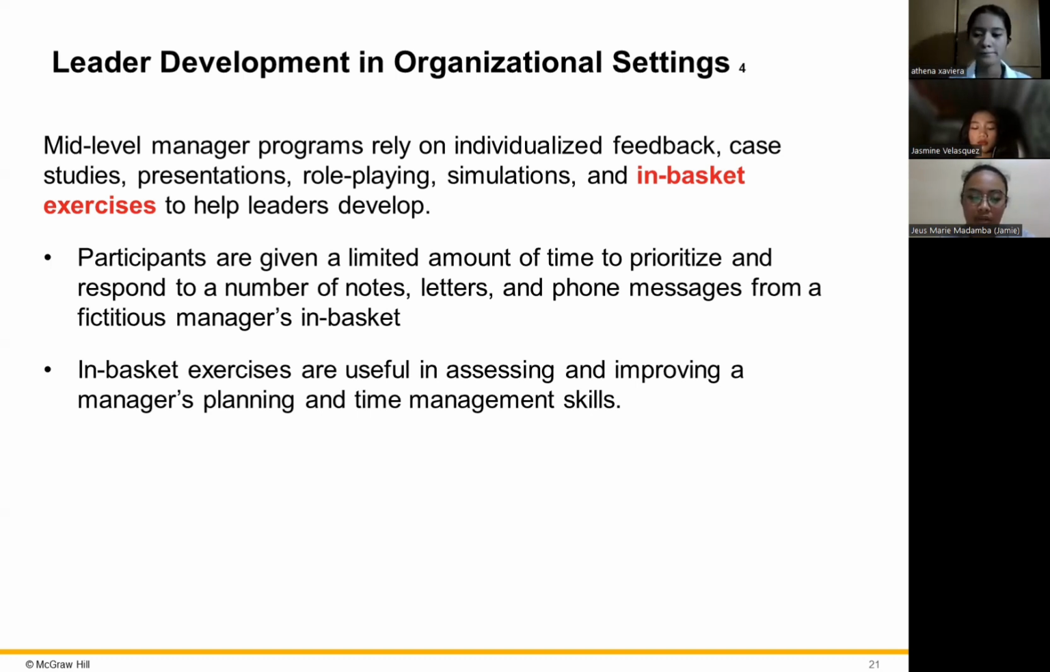Most probably, all of these are familiar except for in-basket exercises. What is it exactly? Well, in this activity, participants are tasked to prioritize and respond to a number of documents. Typically, these are notes, letters, and phone messages from a fictitious manager's in-basket, while being under time pressure. This is a huge help in the assessment and improvement of a manager's planning and time management skills.